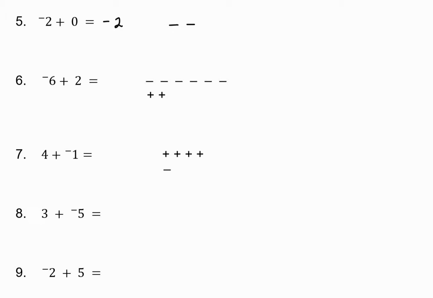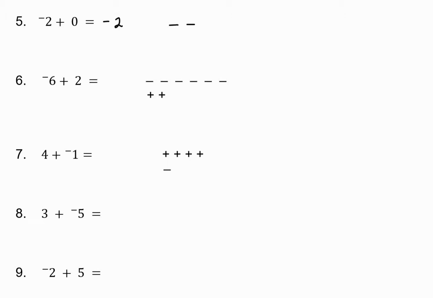Problem 6 is where these problems start to get a little bit different. Here I have negative 6 plus a positive 2. So now I don't have both of my numbers with the same sign. Up until now I've had either all positives or all negatives. So now I have some positives and some negatives.